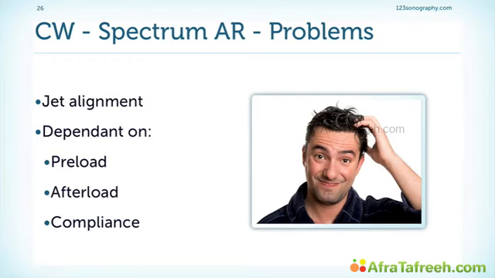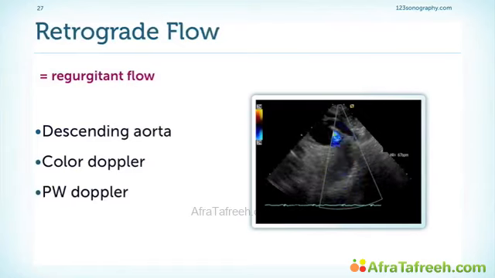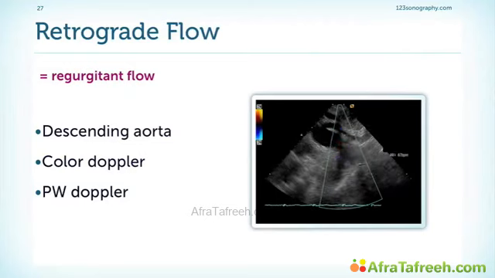Even if you do get a good signal, we have to consider that these measurements are dependent on preload, afterload, and the compliance of both the aorta and the left ventricle. Personally, I believe that looking at the retrograde flow in the descending aorta gives you more reliable information than assessment of the continuous wave Doppler spectrum.